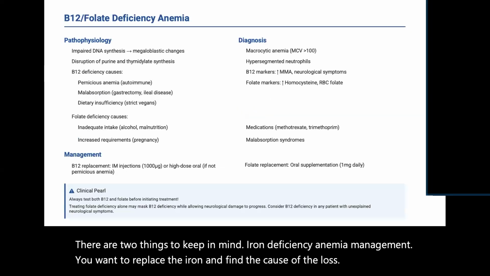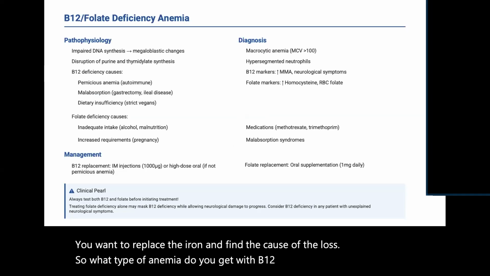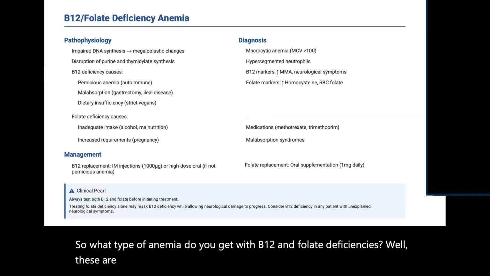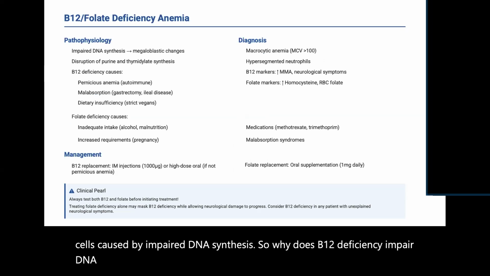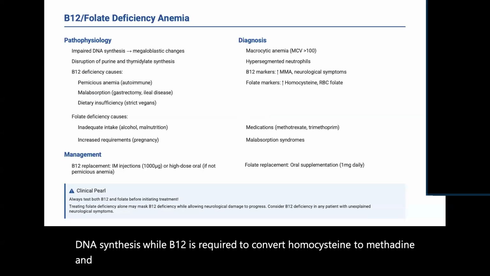So what type of anemia do you get with B12 and folate deficiencies? Well, these are the megaloblastic anemias. These are large, immature red blood cells caused by impaired DNA synthesis. So why does B12 deficiency impair DNA synthesis? Well, B12 is required to convert homocysteine to methionine and methylmalonic acid. So without it, DNA synthesis falters.